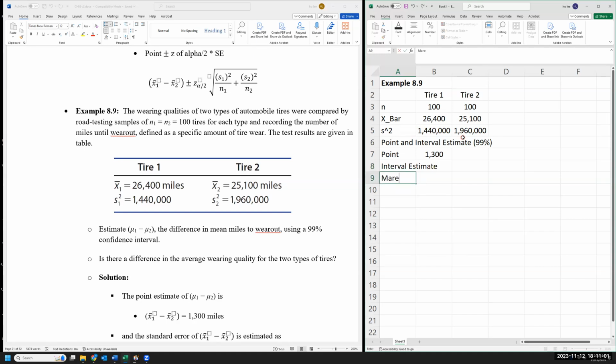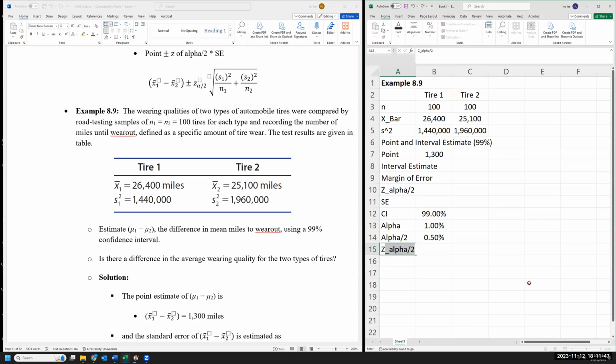And to do that, we have to calculate the margin of error. And the margin of error consists of z of half an alpha and the standard error. So let's calculate z of half an alpha first. Well, first, let's figure out what the confidence level was. That was 99%. Alpha is equal to 1 minus 99%. Okay. So then alpha divided by 2.